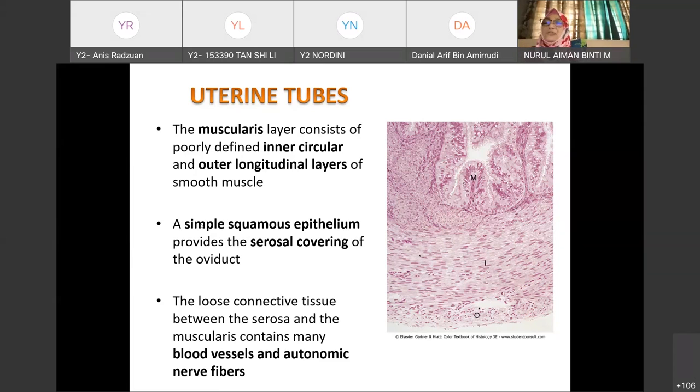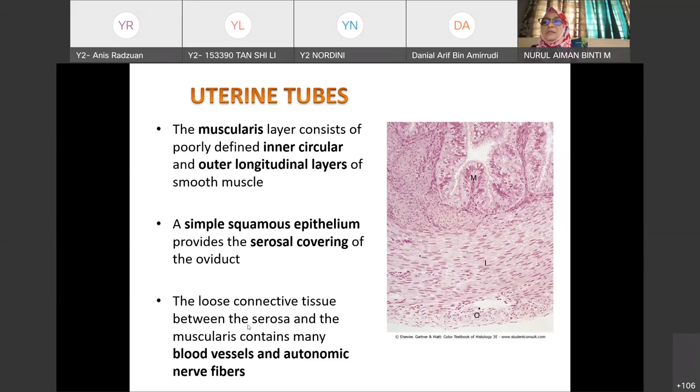So the outer part you should have simple squamous epithelium that provides the serosa covering of the oviduct. If the oviduct is covered by the serosa, which means the mesosurface just now, you are going to find simple squamous epithelium. But if not, there will be no epithelium over there.